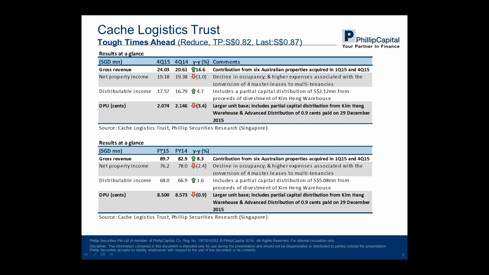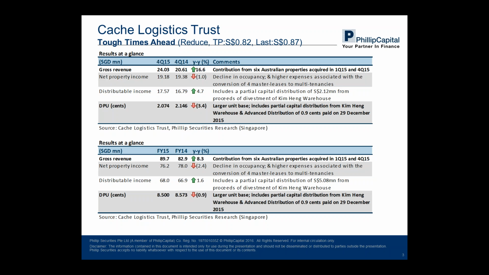Now moving on to the bottom table that shows the full year results. So same for the gross revenue, there was an increase. This came from the contribution from the 6 acquisitions in Australia during the year in first quarter and fourth quarter. Same for net property income, it was down 2.4% due to a decline in the overall portfolio occupancy as well as the high expenses associated with the conversion of 4 master leases to multi-tenancies.